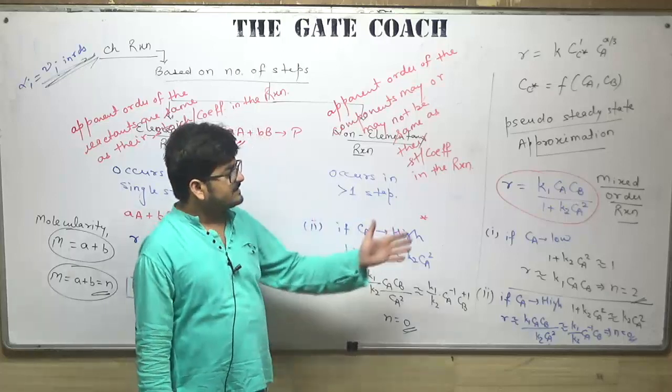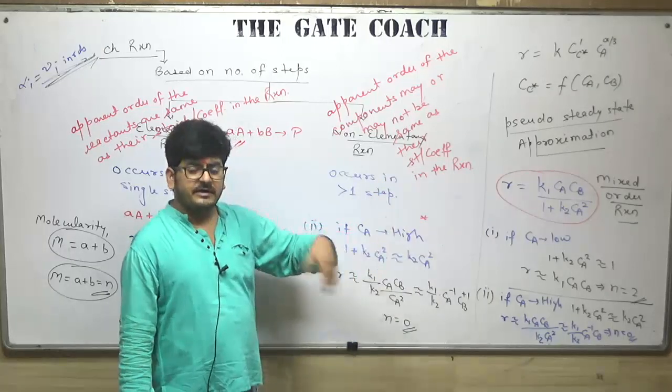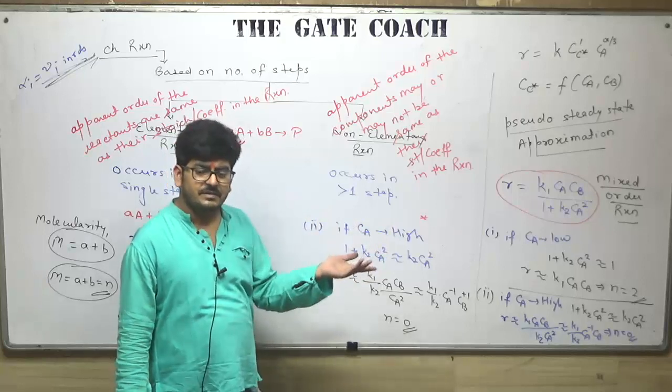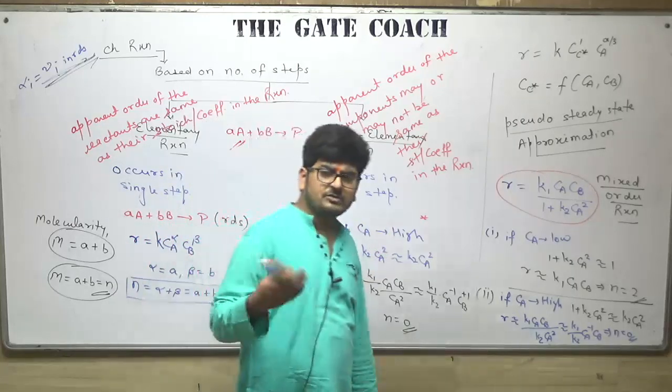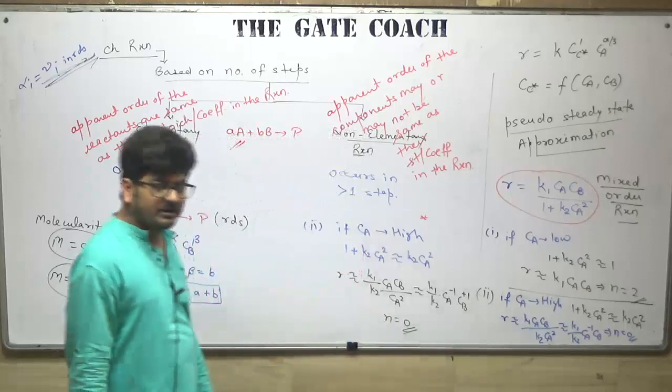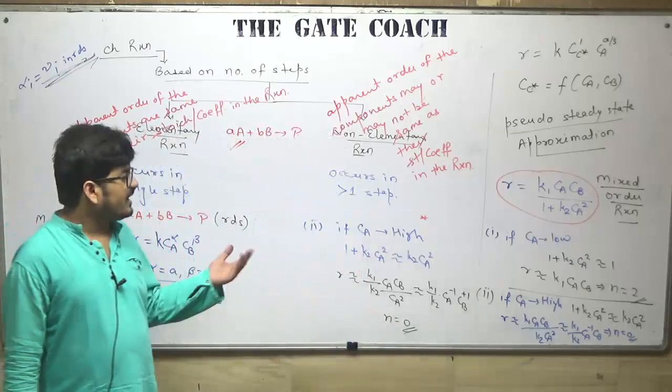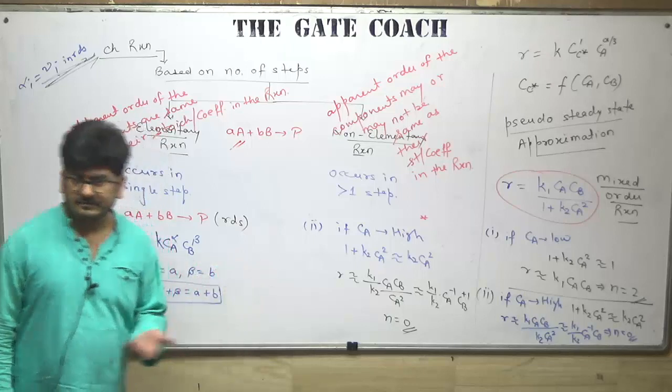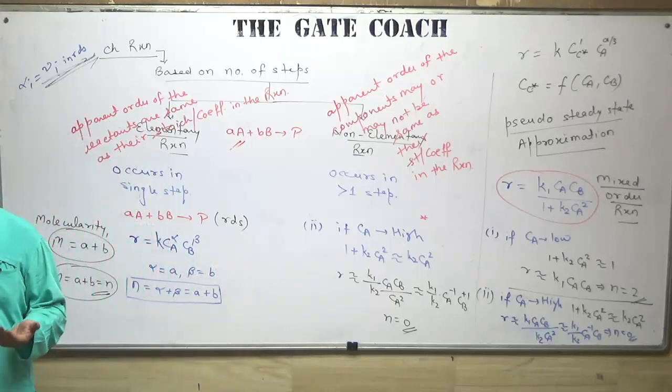Okay, so that is mixed order reaction, where the order of the reaction changes based on the reaction conditions, based on the feed composition. And that is the reason why order of reaction can be negative, fraction or 0.